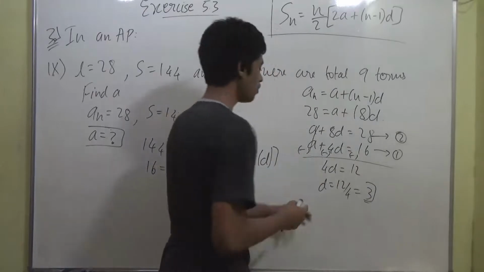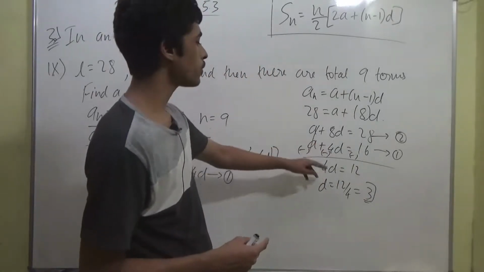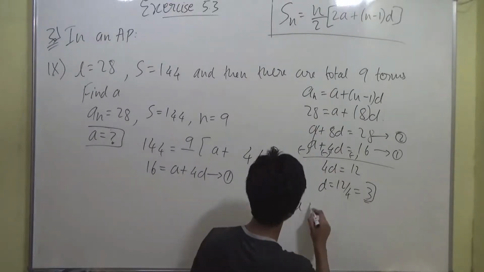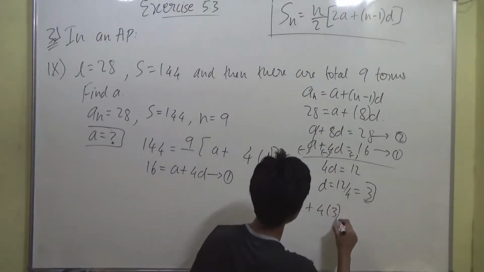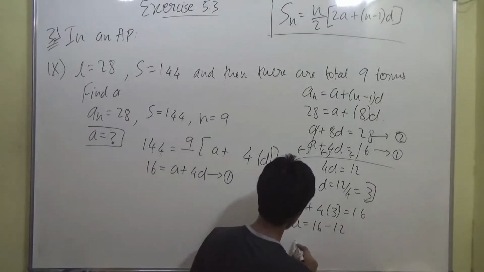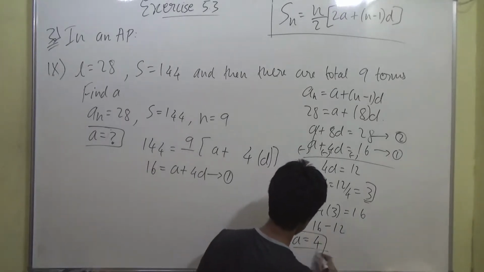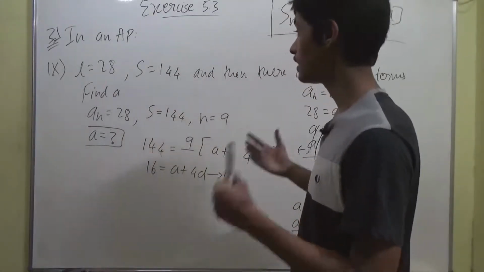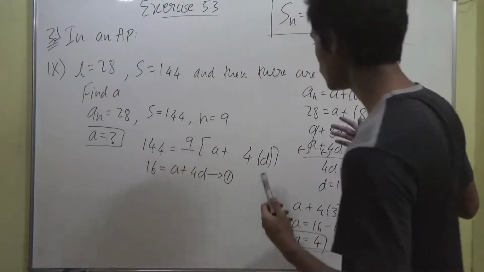If you put the value of D as 3 into any of these two equations, we'll get the value of A. So let me put it in equation 1. That time it will come A plus 4 into 3 equal to 16, which means A will become equal to 16 minus 12. So A will become equal to 4. The value of A is 4, guys. So this was your sub question number 10, right? We finally solved sub question number 10.